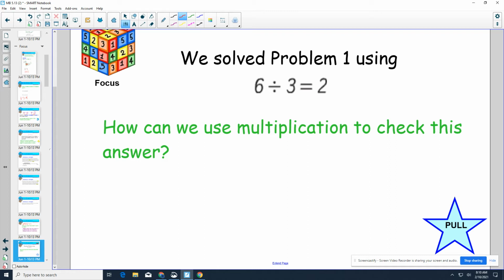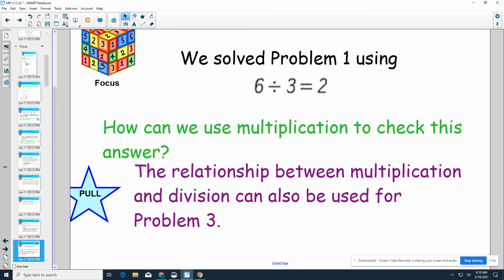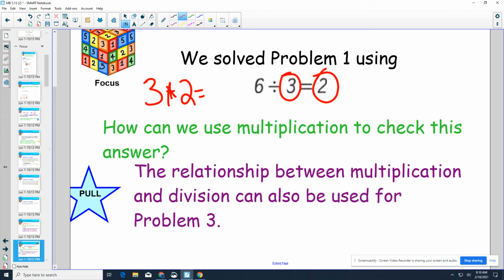But how can we use multiplication to check this answer? So think about that. How could I use multiplication on a basic problem like that to check? A relationship between multiplication and division can also be used in problem 3. So let's go back up here and look. I could take my divisor and multiply it by my quotient to see if I get the dividend. 3 multiplied by 2 equals 6. Okay, so I can see that that's a fact family there, that it does indeed work.